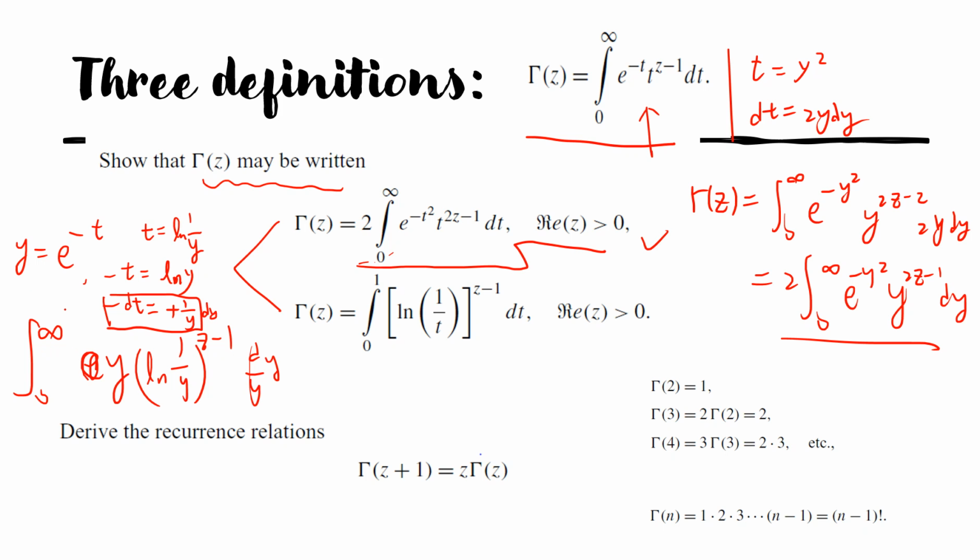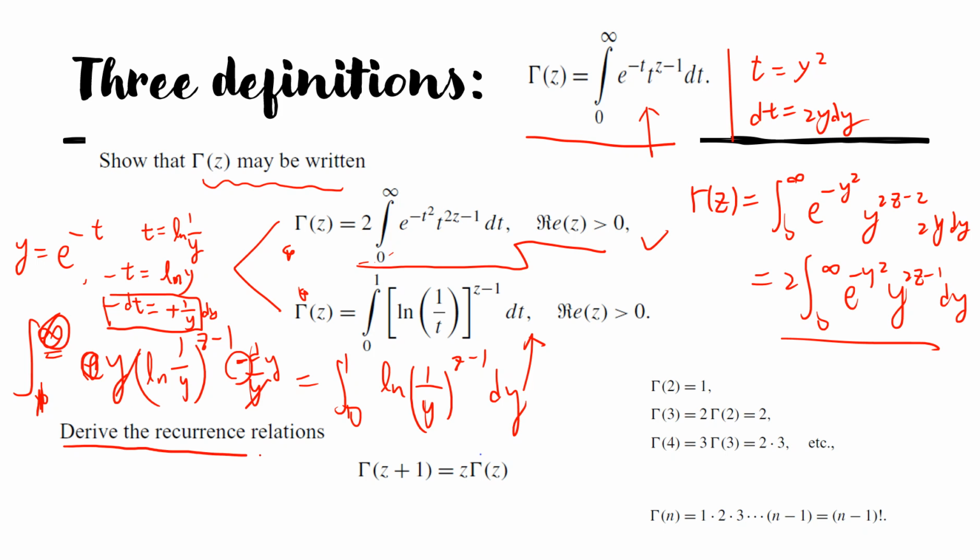Notice that when we put t equals 0, y becomes 1. When we put infinity, y becomes 0, and there is a minus sign here. So this negative sign can be exchanged with the limits 1 and 0. So finally, this y cancels with this y, and we have the integral of log 1 over y to the z minus 1 dy. So this is the second variant.